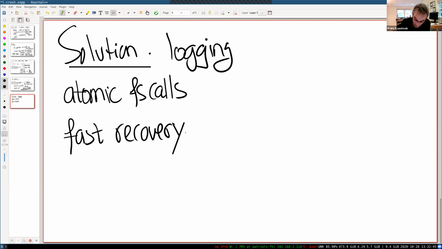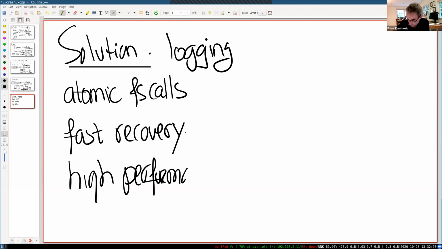And then finally, in principle, it can be very high performance, although the one we're going to be looking at in the context of xv6 is not high performance. And so we're going to look at that next week. We'll see how to build a logging system that has atomic file system calls, fast recovery, and high performance. Today, we're going to be just focusing on the first two.